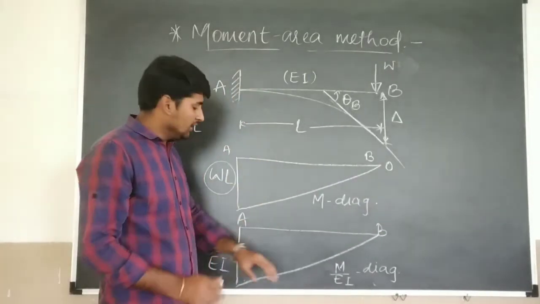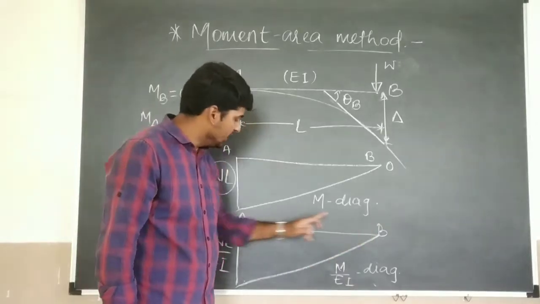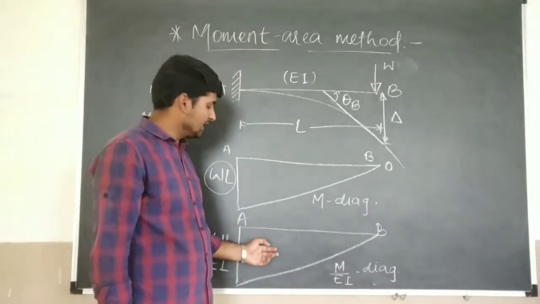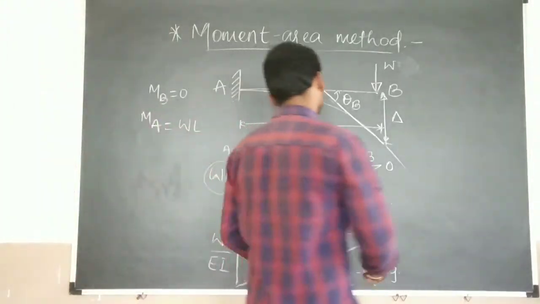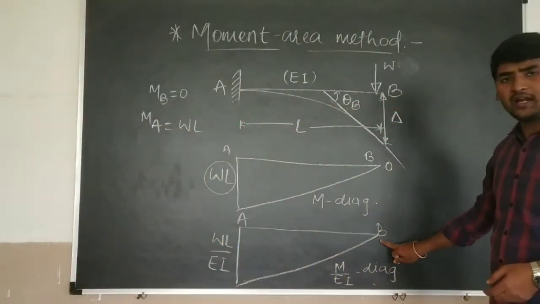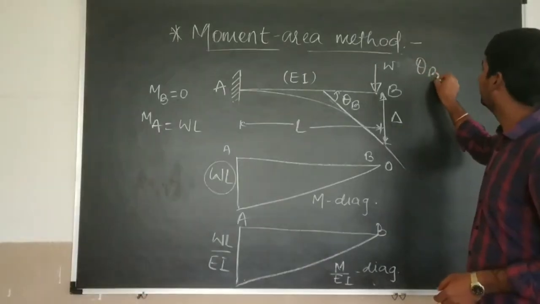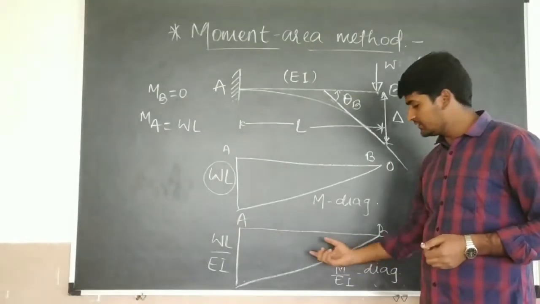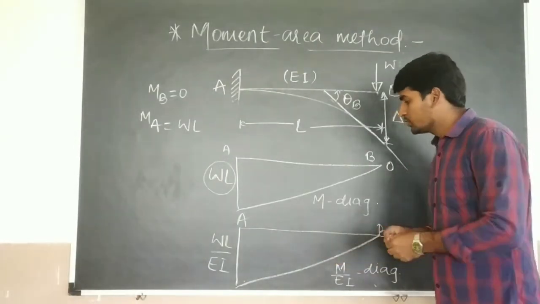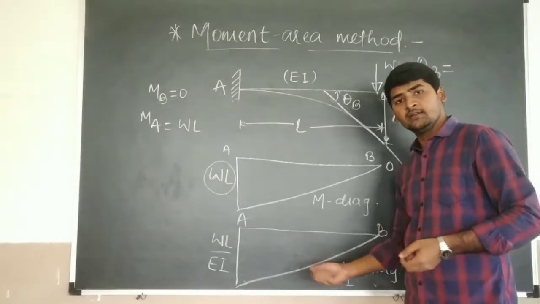And if I calculate the moment of this M upon EI diagram from point B to A, then I will simply get the deflection at point B. Okay? So now we have to find out the slope at B, that is nothing but theta B. And according to the theorem, theta is nothing but the area of this M upon EI diagram from B to A. See, this diagram basically indicates a triangle, okay?